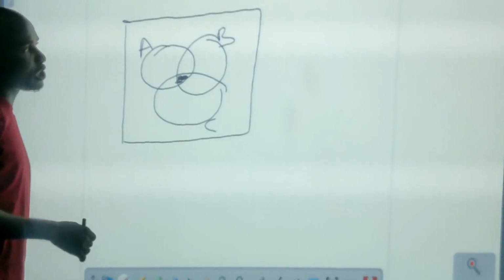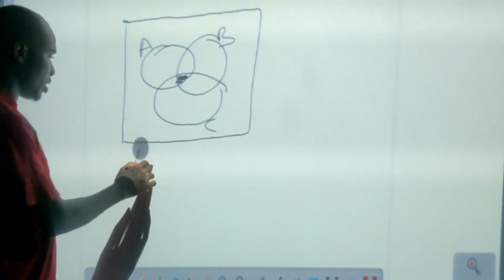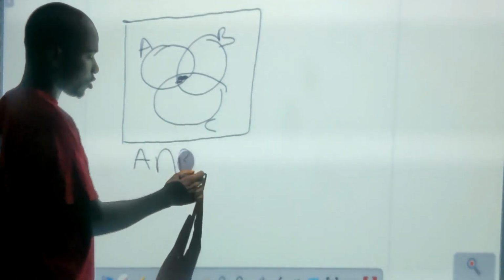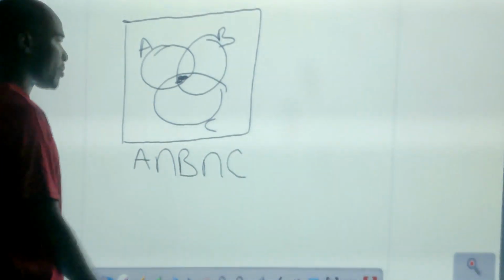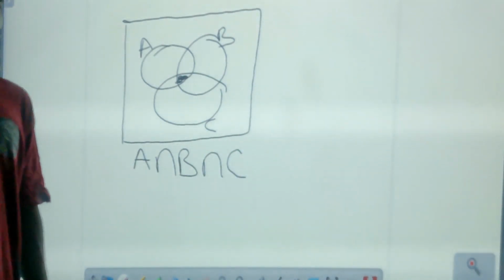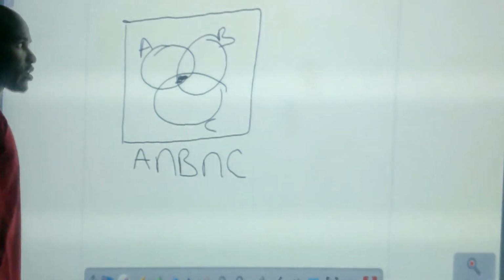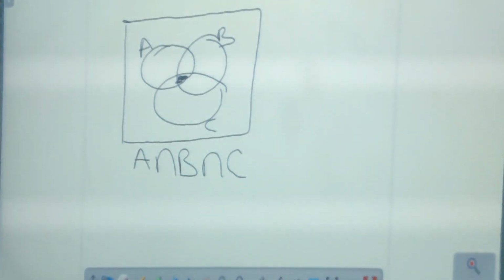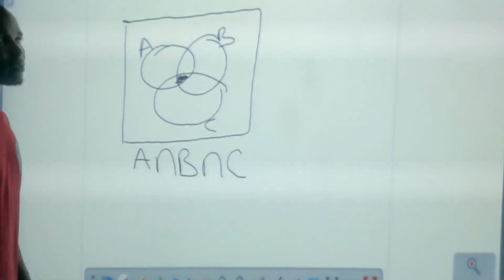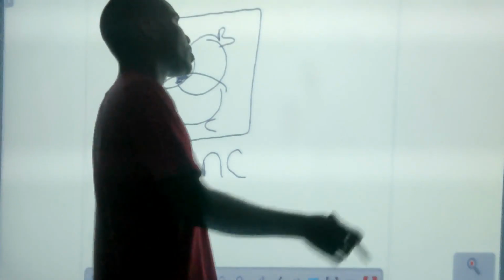So that part that we just shaded here is the part that belongs to A intersection B intersection C. That part belongs to all the three. So that is that, as far as that part is concerned. I hope it's well explanatory. Yes, it belongs to all the three parts. Another thing I have is this.